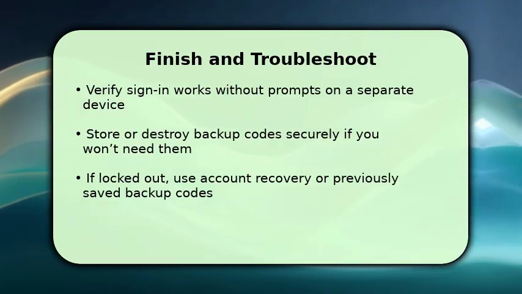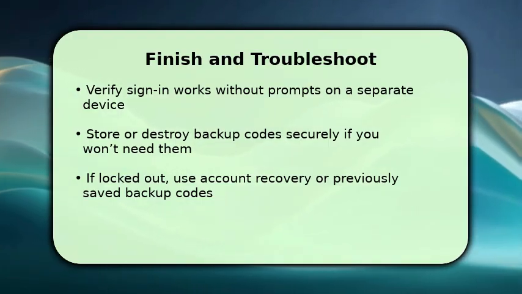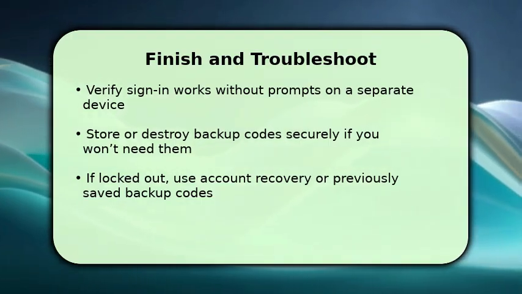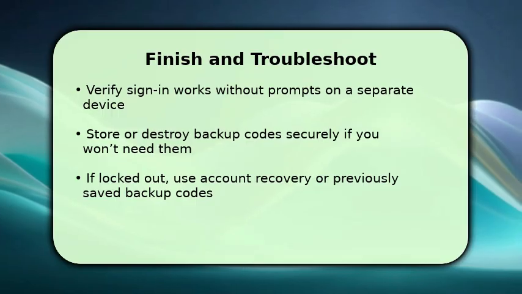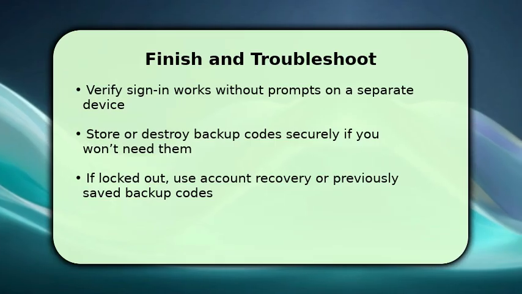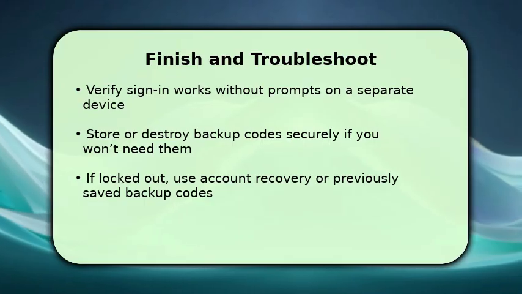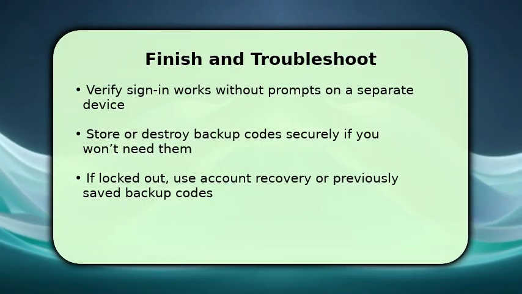If you plan to never use two-step again, securely delete or store old backup codes so they cannot be misused. If something goes wrong and you're locked out, immediately start Google's account recovery flow or use a saved backup code from before the change. If you still can't recover, check Google's recovery tips and prepare ID verification if requested.